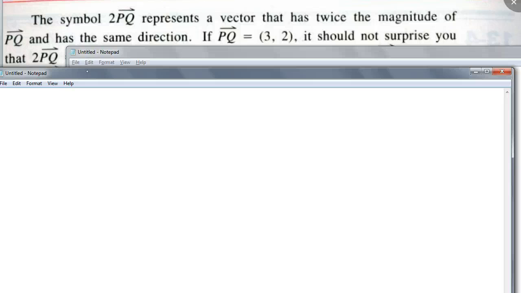Okay, let's move on then. Somebody read this for us then. The symbol, the vector PQ. Who wants to read this for us? How about Jordan?